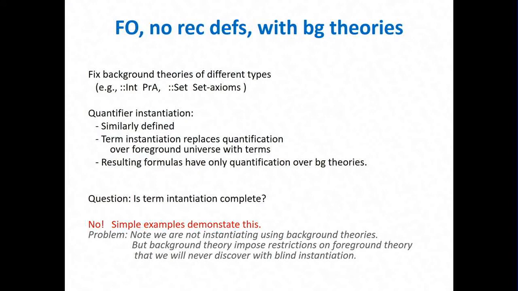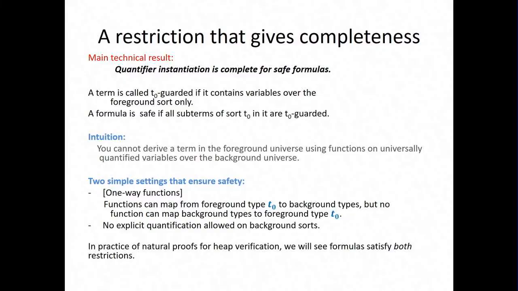And it turns out that this is not true, right? There are simple examples that demonstrate this, but quantifier instantiation, just doing it blindly on the foreground, is not going to be complete. And the reason is that the background theory can actually restrict the foreground theory in ways that will preclude you from finding a proof if you just looked at the terms that you get by instantiating in the foreground. So the main technical result we have is that quantifier instantiation is complete in the setting for what are called safe formulas, a safe fragment.